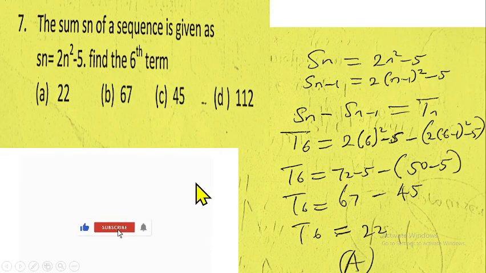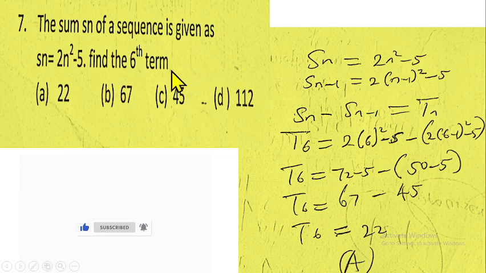Next question is question number 7, and the question is technically from sequence and series as well. The sum of n terms of a sequence is given as Sn equals 2n squared minus 5. We have to find the sixth term of the sequence. You have been given the sum of terms, and from the sum of terms you have to get the sixth term.